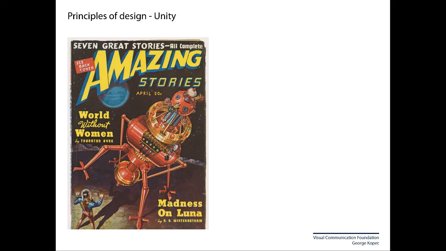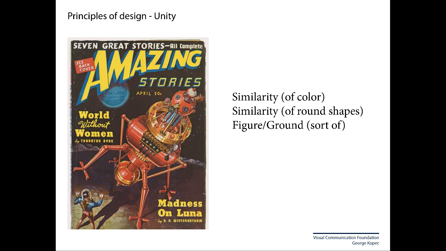And so when you put a figure in a composition, a small figure can balance out a whole lot of stuff. All right. So what did this designer do to create unity? Similarity of color, similarity of the round shapes, and I could say figure ground. This is a very large predominant structure, this red thing. I guess it's a robot apparently or something.